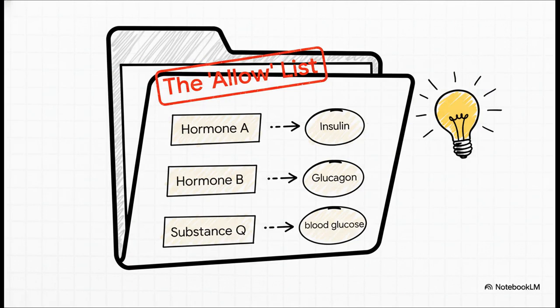But wait, here's where we get our first peek behind the curtain. The mark scheme has this awesome allow list. It's basically telling you that there's some flexibility. If you looked at that diagram and thought, hey, that looks like blood sugar control, you're in luck. You could have called hormone A insulin, hormone B glucagon, and substance Q blood glucose concentration, and you'd still get full credit. Knowing these little loopholes, that's how you crack the code.